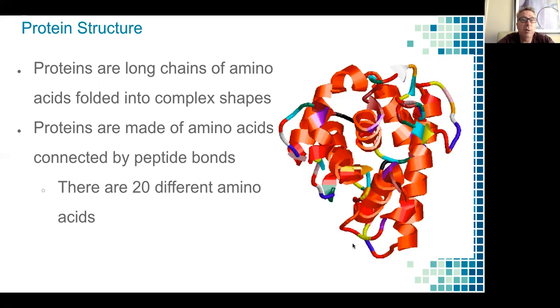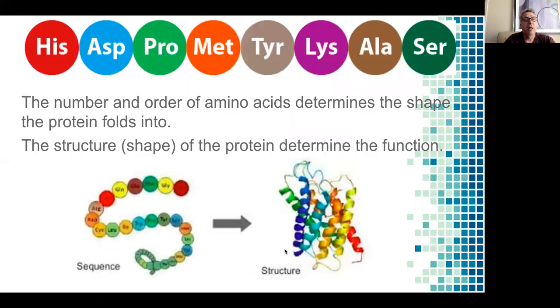And what happens, you put these amino acids together, and just based on the chemical, what's the term that I'm looking for? The polarity, right? It will form the protein into different shapes. And that leads us to our next slide, right?